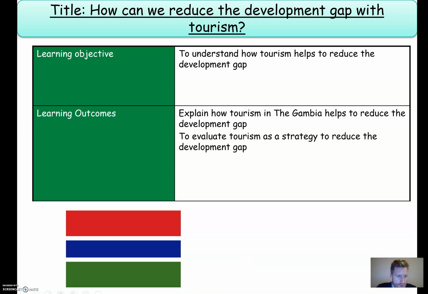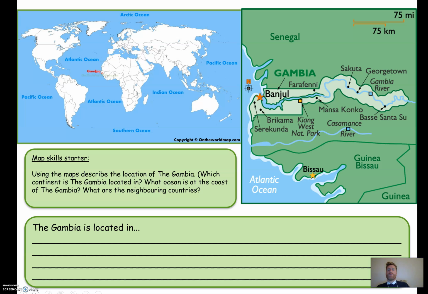So the first thing as good geographers we should always do is we should always locate our case study. We should know where our case study is. We should be able to describe that location, and ideally we should also be able to draw a sketch map. So we've got two maps here, one world map in which you can see Gambia there, and then a zoomed in map in which you can see Gambia in the continent of Africa in context with the other countries around it.